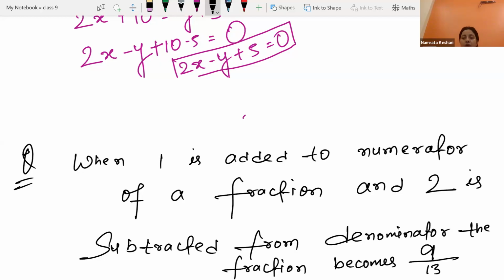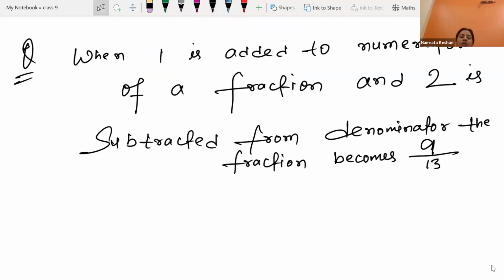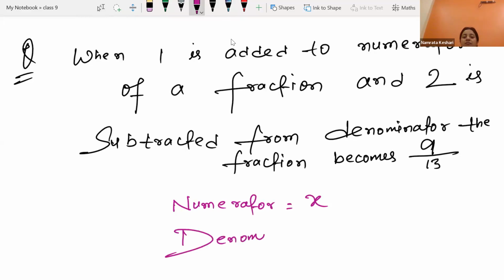Let's make a linear equation in two variables from the given condition. Let's read it. When 1 is added to the numerator of a fraction and 2 is subtracted from the denominator of the same fraction, the fraction becomes 9 by 13. Whenever you encounter a fraction-based question, you have to start the assumption from here: suppose we have a fraction where the numerator is x and the denominator is y.